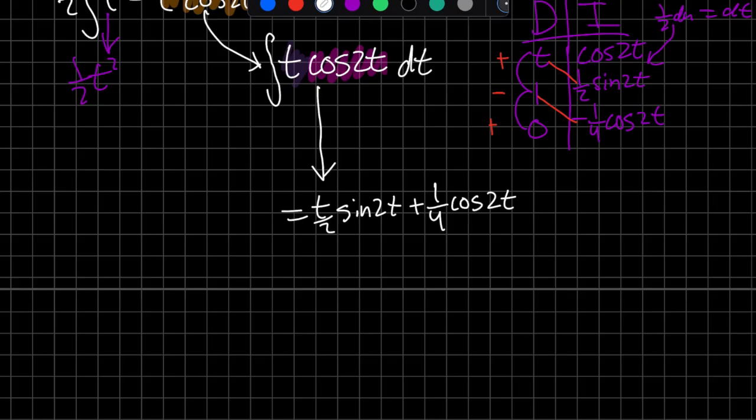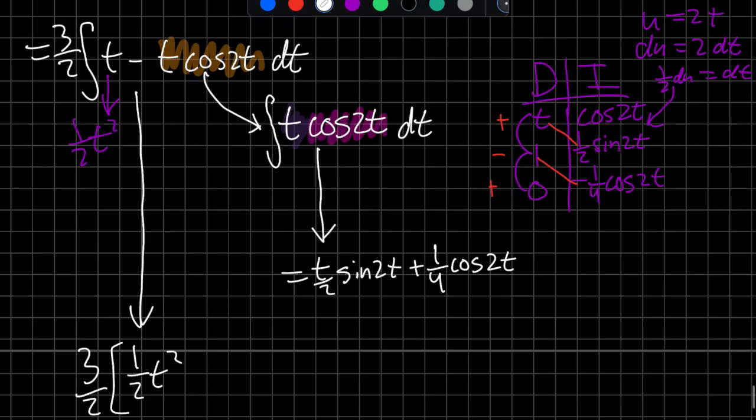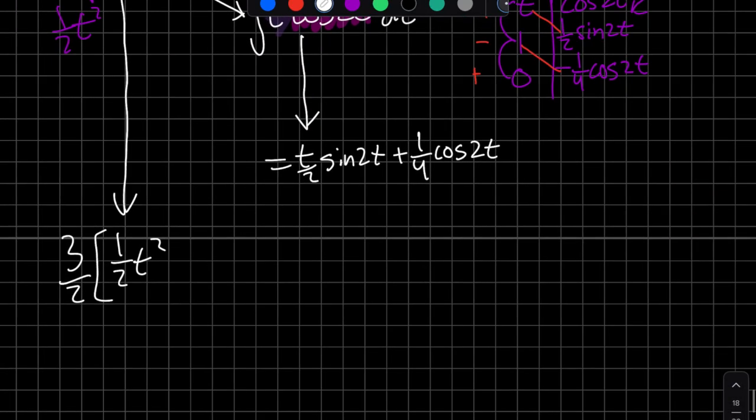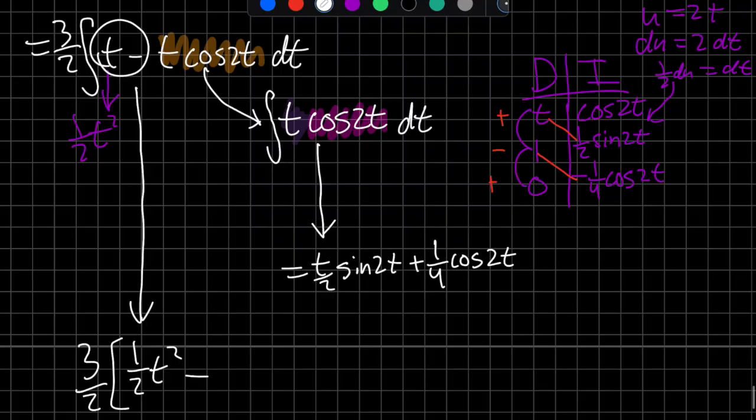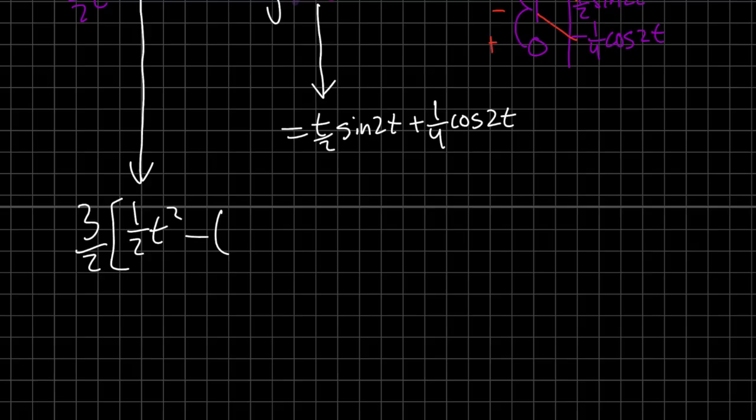So for our total answer, bringing everything down, we still have that 3/2 on the outside, and I'm going to do a big bracket because we have a lot of stuff to multiply. We have that 1/2 t squared from that beginning integral, right? Pretty simple. And then we have a minus because of that minus that we had initially. A minus, and then parentheses to make sure we distribute properly. Then we have that t over 2 sine 2t plus that 1/4 cosine 2t, parenthesis, and then close it off with that bracket, plus c. And that's a totally valid final answer.